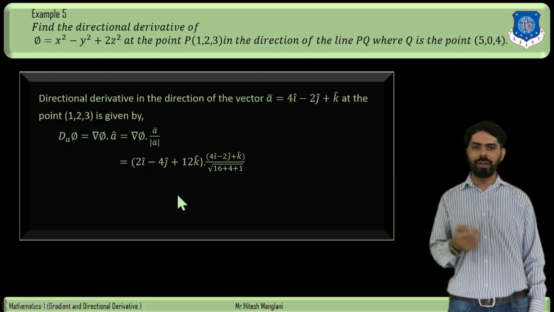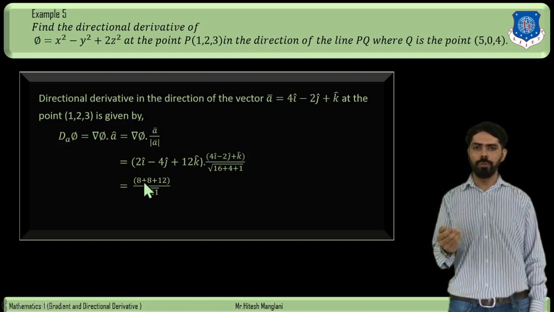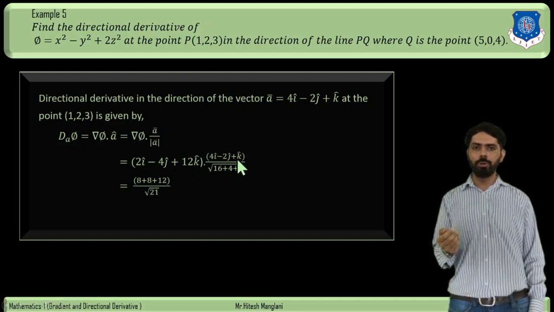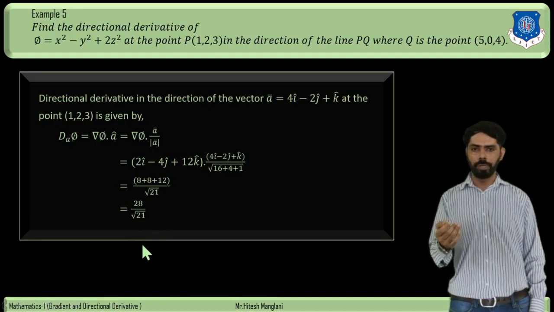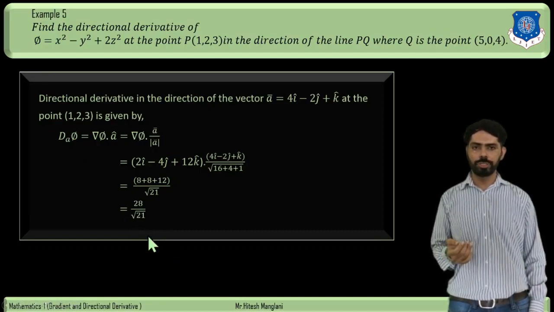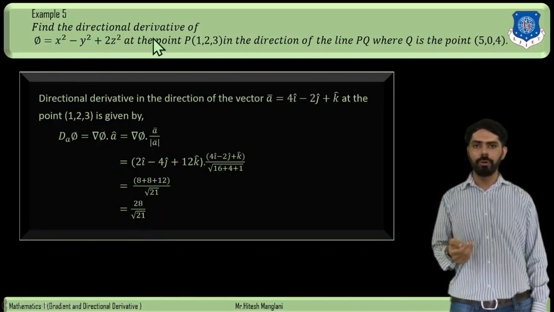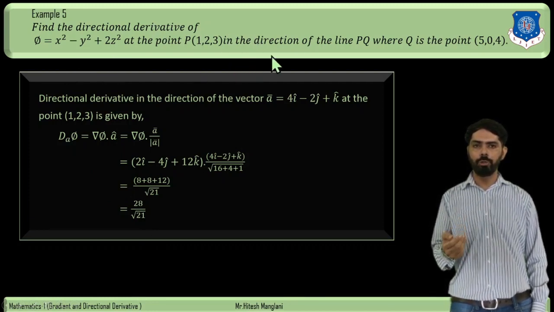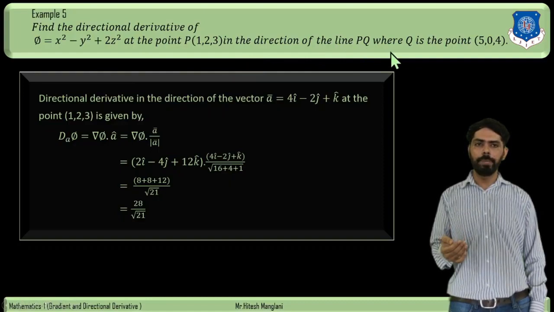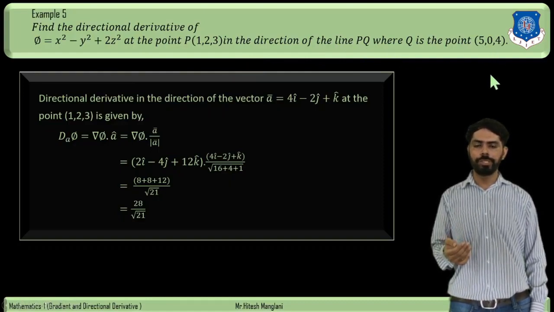So if we simplify this result, then 2 into 4 is 8, then minus 4 into minus 2 is plus 8, then 12 into 1 is 12, divided by root 21. So this will be 28 divided by root 21. So this is the answer of this question. In this example, we have found the directional derivative of phi at the point (1, 2, 3) in the direction of line PQ, where Q is the point (5, 0, 4).